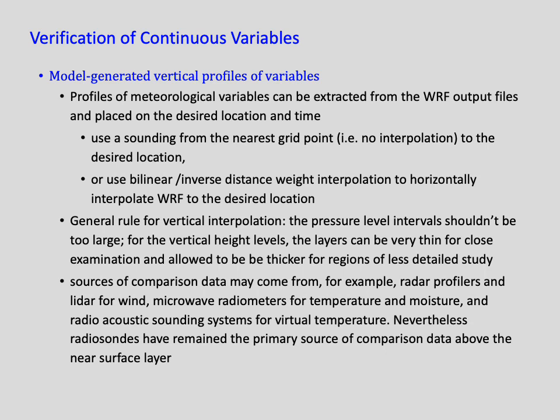For the interval of vertical height levels, the layers can be very thin for close examination, yet they are allowed to be thinner for regions of less detailed study. One can select layers of 5 or 10 meters near the top of the boundary layer, and perhaps 500 meters in the upper troposphere. It is better to verify model results against in-situ observations. This is because errors might be introduced into the analysis and reanalysis products because of the assimilation.